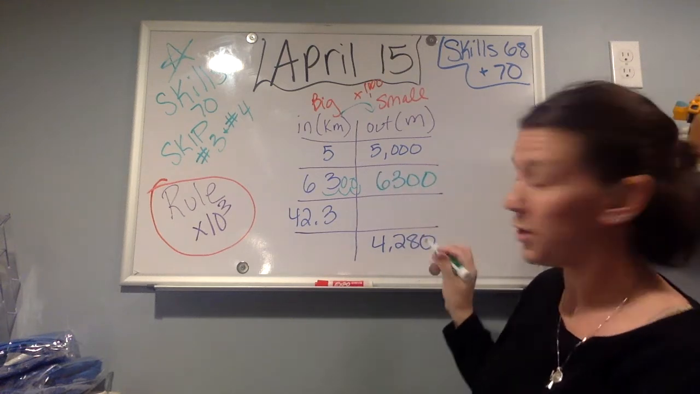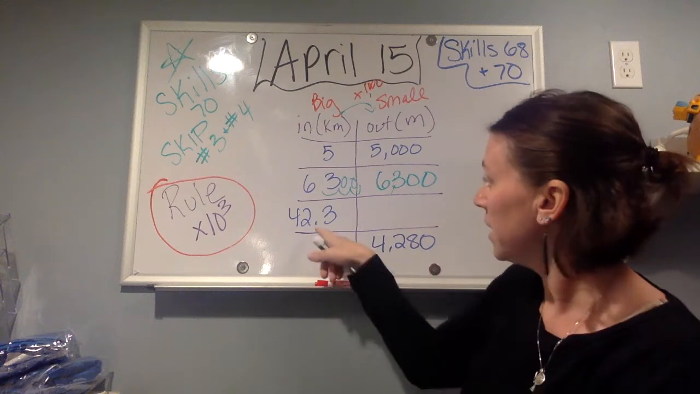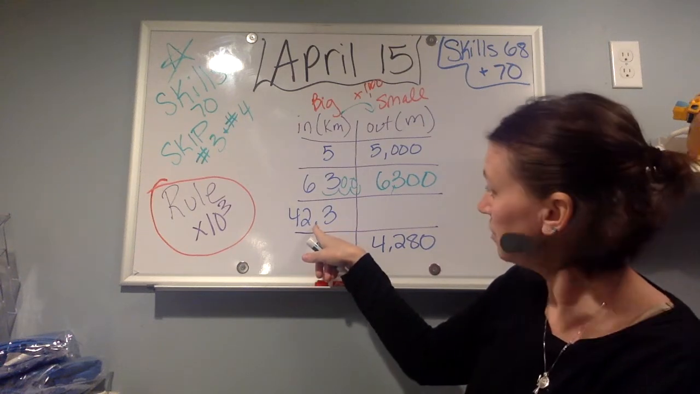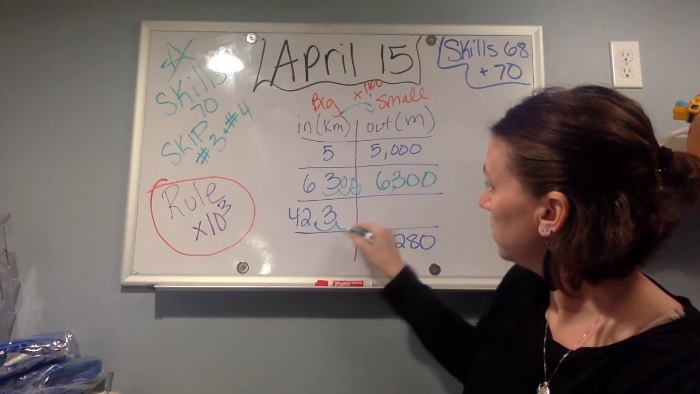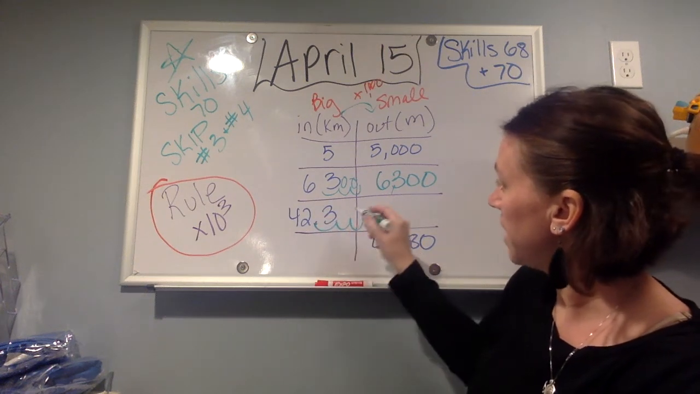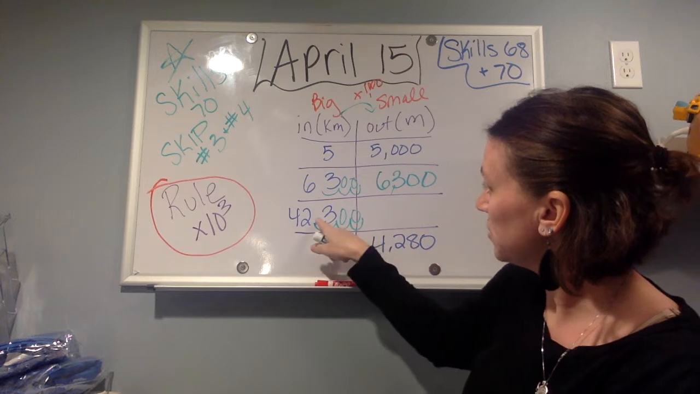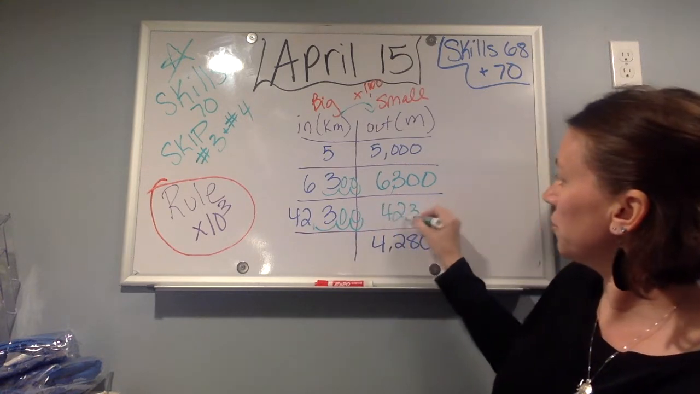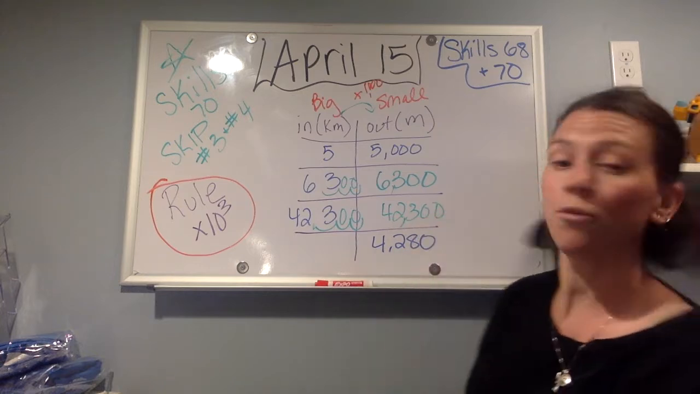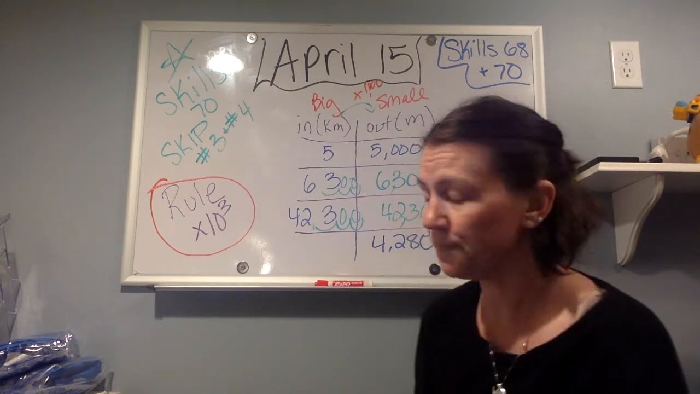So 6,300, okay? Here's my decimal, okay? I got to move him 3 times. So I move him 1, 2, 3, 2 empty baskets. My decimal's no longer here. He's now at the end. So I have 42,300, okay?